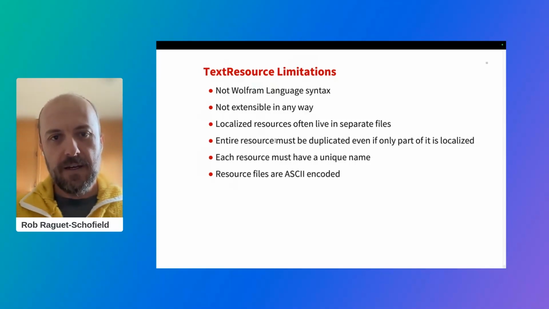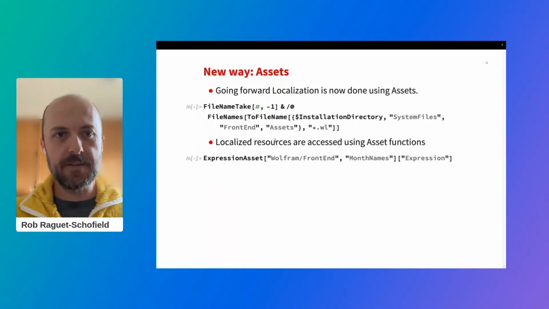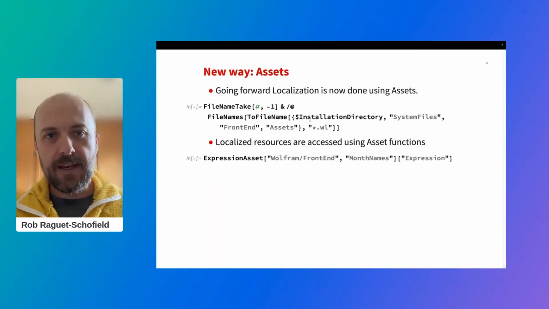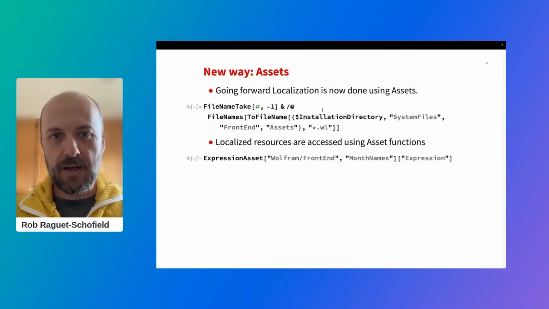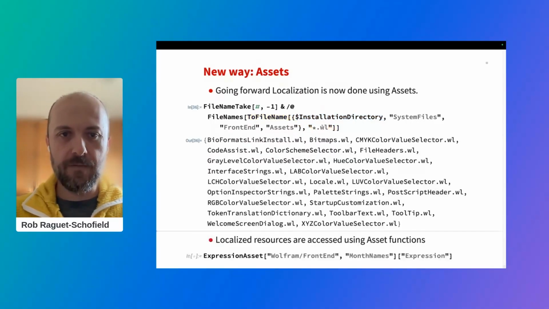You had to type it somewhere else and then convert it into ASCII values, which was kind of a pain. So going forward, we're using assets, and this system is working a lot better for us. In the same way, inside the installation directory that ships with the product, system files, front-end assets, we have Wolfram Language files. And here's a few examples of those.